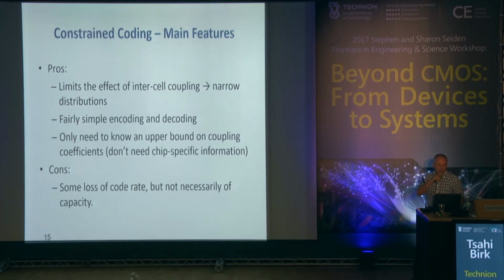So the pros are, we limit the effects of intercell coupling. It's as if we chop the tails of the distributions. What we lose in capacity is the area under those tails, incidentally. Fairly simple encoding and decoding. And unlike other schemes, we don't need to know the exact intercell coupling parameters of a specific chip, or even instance of a chip. We just need to know upper bounds when we see if our threshold may be exceeded.